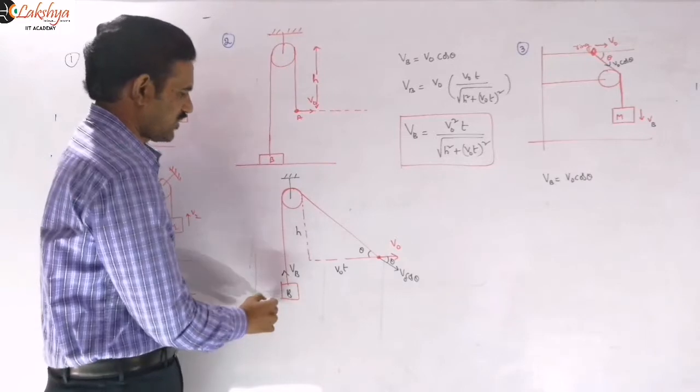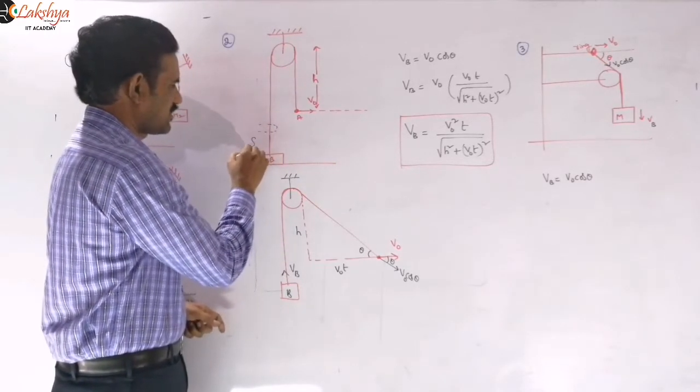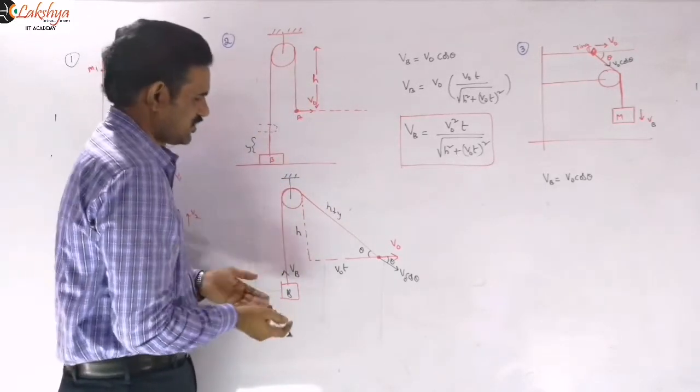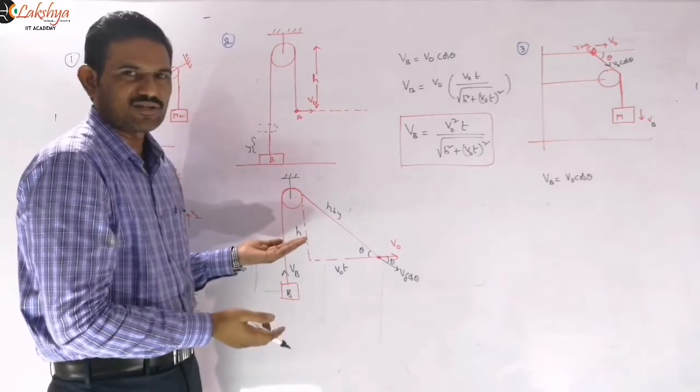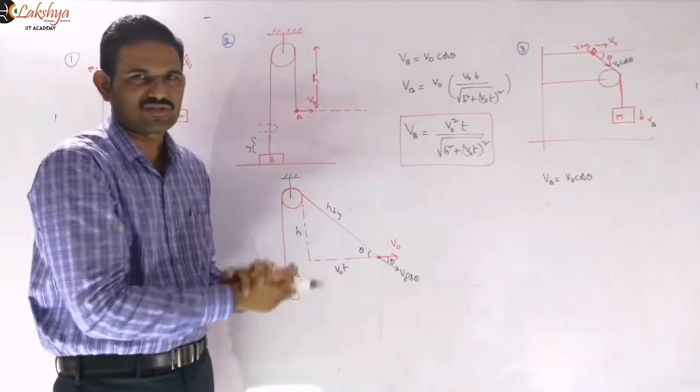That means simply, if y is the displacement of the block, suppose this block is displacing from here to here by a distance y, then this distance will be h plus y, because initially it is h. So here this block is rising up by a distance y, so the length of the string will increase by y, because the total length of the string is constant.